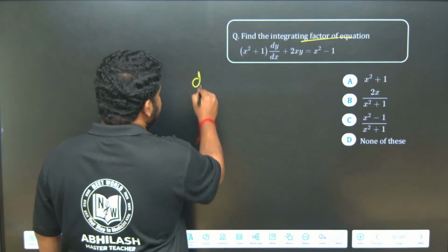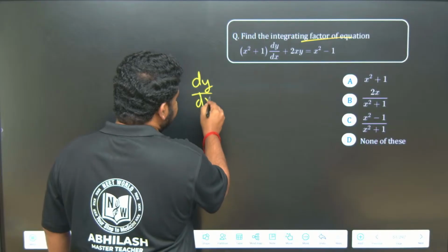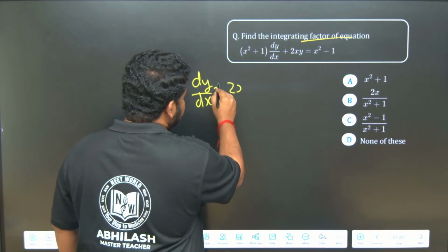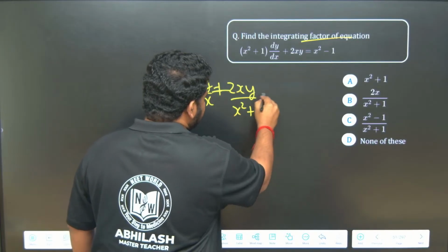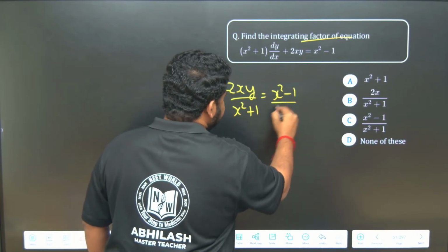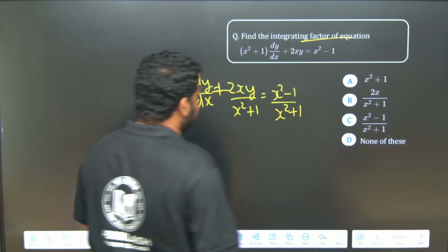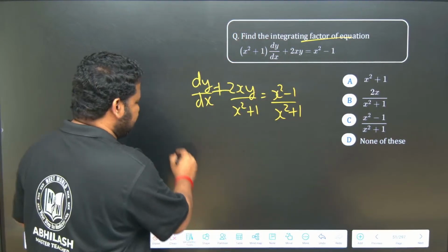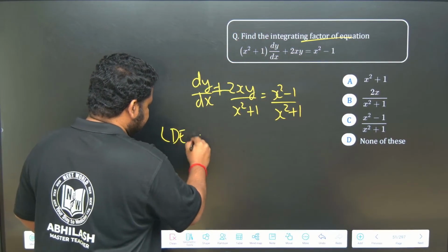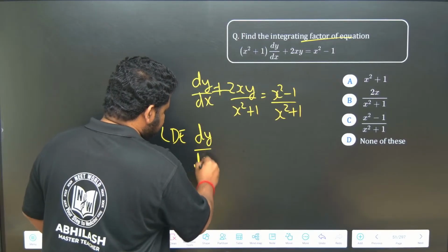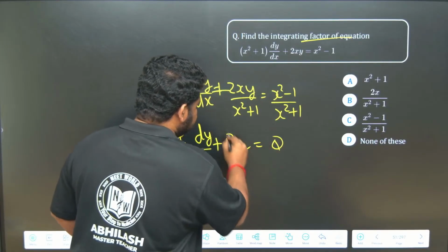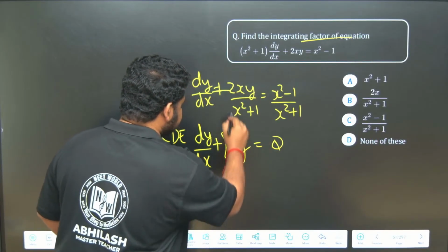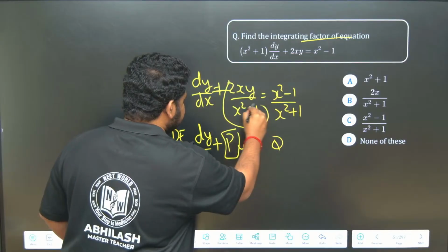Dividing throughout by x square plus 1, this becomes dy by dx plus 2xy by x square plus 1 times y, is equal to x square minus 1 by x square plus 1. Now if I compare with the standard LDE, dy by dx plus p y is equal to q.